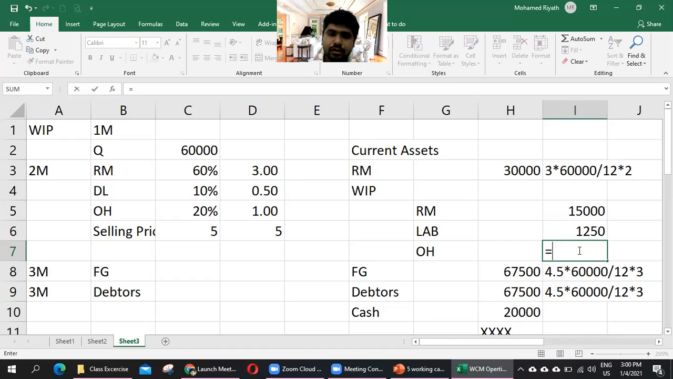And overhead cost 1 rupee per unit into 60,000 divided by 12 into 1 month into what? 50%. Very good, 50%. Then 2,500.